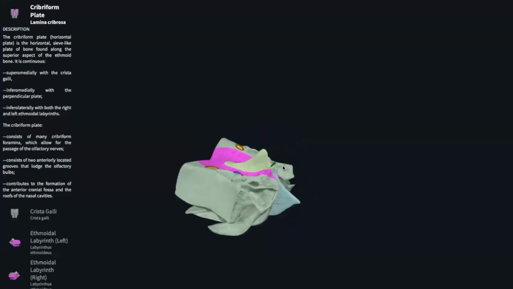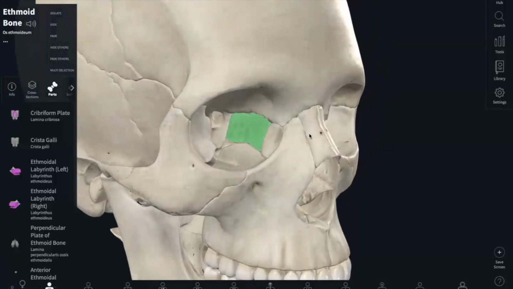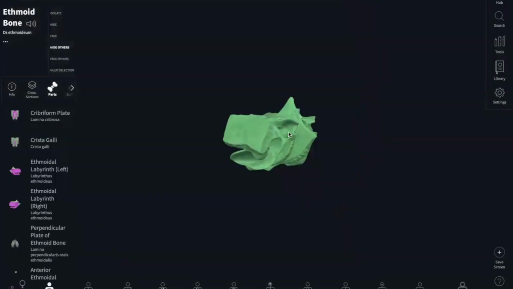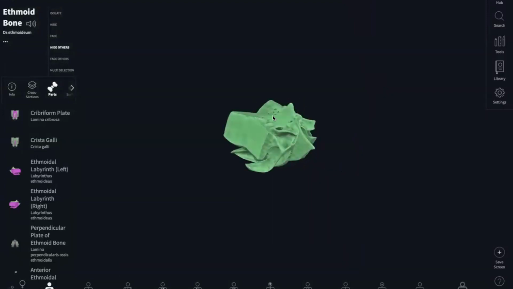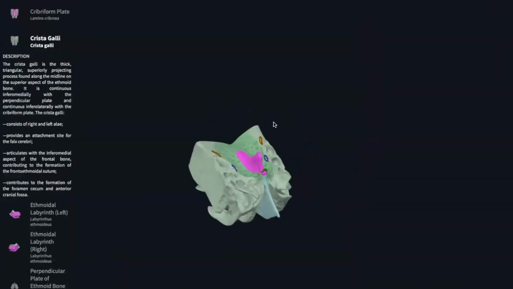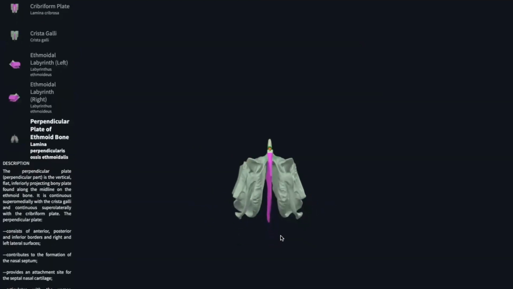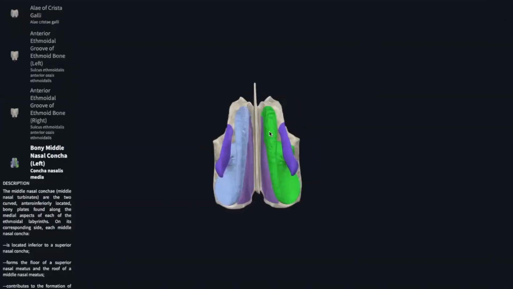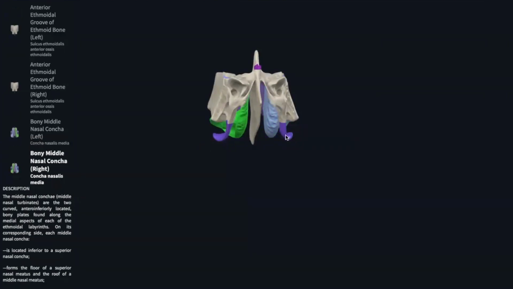That means related to smell, and that would make sense because if you recall, the ethmoid bone is behind your nose. Next is your crista galli, and what that is, that prominence right here, highlighted in pink. Your perpendicular plate, which is this right here, your middle nasal concha, it's right here. This is your left middle nasal concha, and this is your right middle nasal concha.